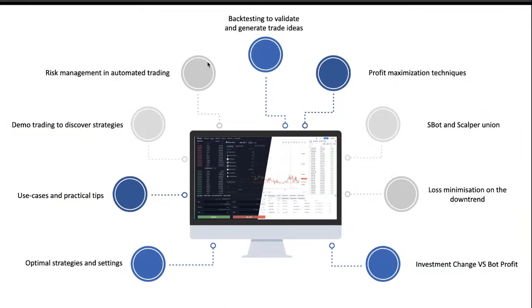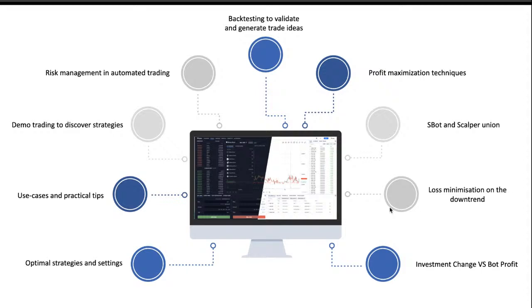And those who participated in previous webcasts, today you will get new information about, first of all, the difference between the investment change and the bot profit, basically what makes up the investment change and how to spot the difference and to take this calculation into account when it comes to your trading optimization. Moreover, I will explain the trading up function and how it works with the stop loss.